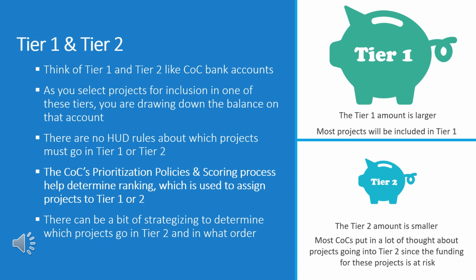Most CoCs put a lot of thought into which projects go into Tier 2 since the funding for these projects is at risk. There are no HUD rules about which projects must go in Tier 1 or Tier 2. The CoC's prioritization policies and scoring process help determine ranking, which is used to assign projects to Tier 1 or 2. There can be a bit of strategizing to determine which projects go into Tier 2 and in what order. CoCs should provide flexibility for this strategizing in their funding policies.